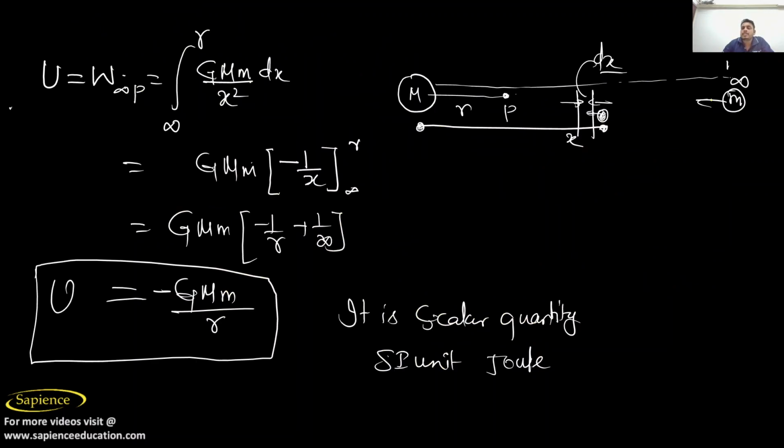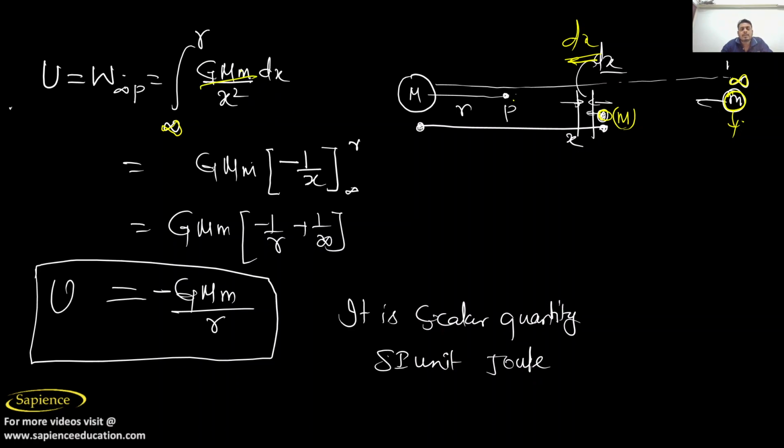See here, this is a mass m, this is a mass m, and this is a capital mass M. At infinity, this mass does not require any mass, only 1 kg. So if this mass is put here at a distance of x, and I move it for a distance of dx, what will happen? U is equal to work done from infinity to that point P, that is from infinity to R, and force is equal to G into capital M into small m by x square into dx.